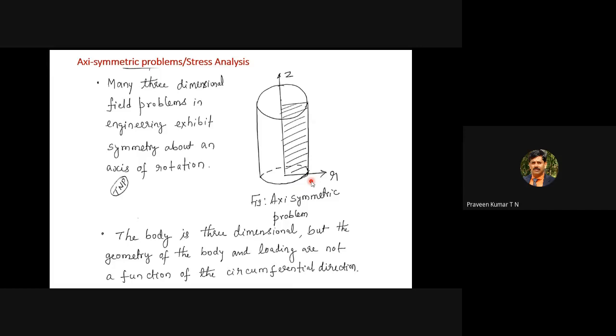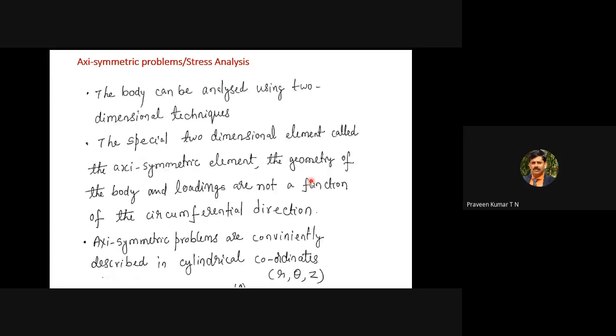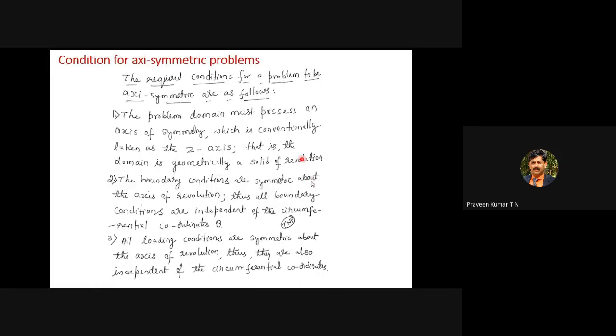So whenever considering any problem as an axisymmetric problem, you have to see not only the geometry, you have to consider the boundary condition also. Again, the boundary condition is independent of the circumferential coordinate theta. And the third one is related to the loading condition. All loading conditions are symmetric about the axis of revolution. Thus, they are also independent of circumferential coordinates.